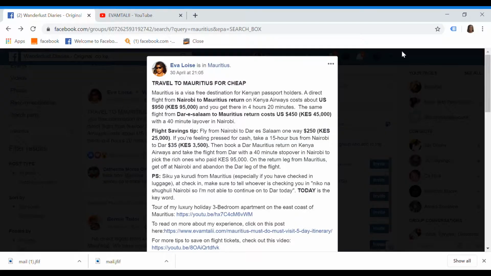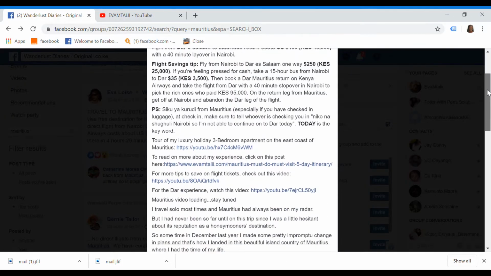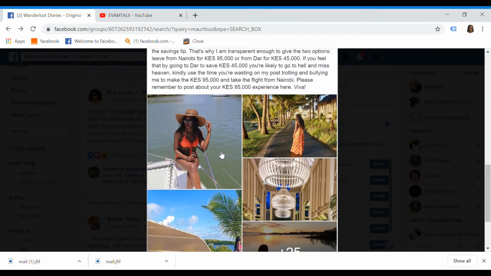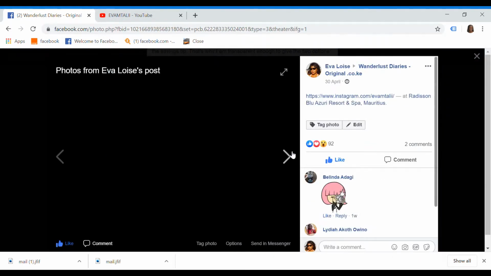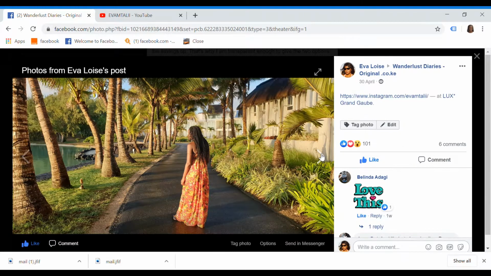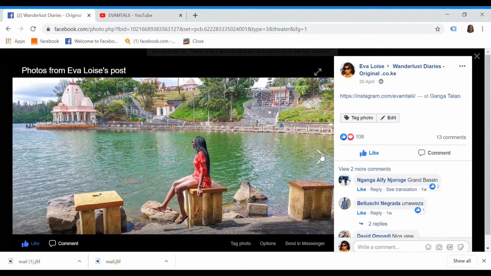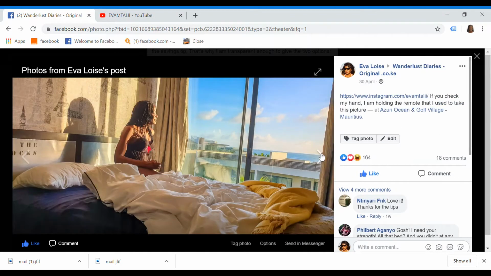When I joined the Facebook group, I noticed that the group didn't have a shortage of quality pictures. Kenyans know how to take beautiful pictures, and the pictures were quite amazing. And I don't have a shortage of quality pictures as well. Just check out the pictures I took on this post about traveling to Mauritius for cheap, for instance. The pictures are really stunning, as you can see. I went all out in taking the pictures as well. As you can see, the pictures I'm using here.